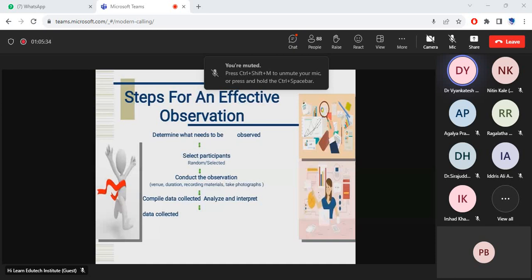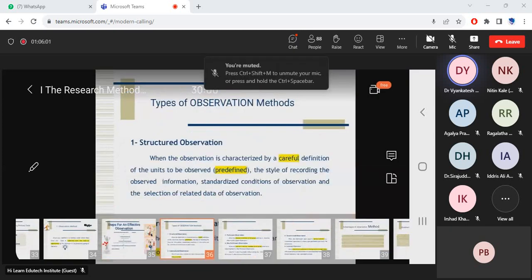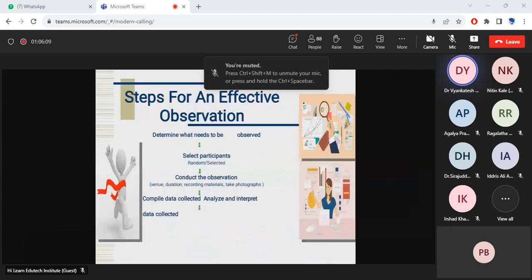Conduct the observations, then select the venue, duration and recording material, and take photographs. Then compile the data collected, analyze it and interpret it. That makes sense. These are the steps we follow when observing data in observations.